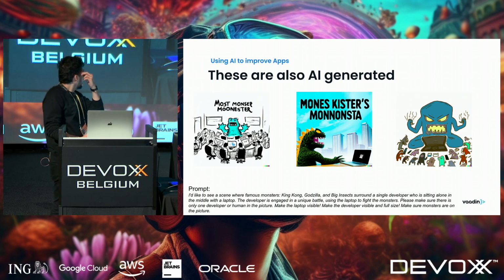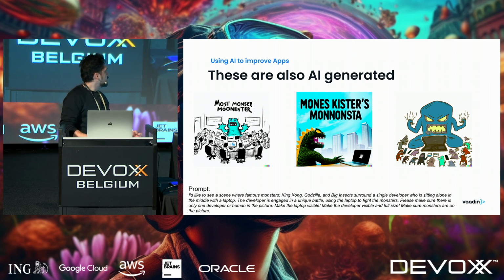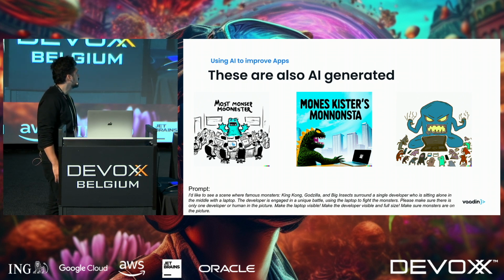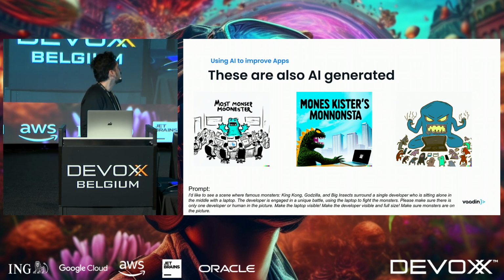The point I would like to make here is that we can have different results with the same prompt. The result of this model that you see now is DALL-E from OpenAI, and the other one is Stable Diffusion. And if you check the results, it's quite different. For my taste, the other one is much better, but this is also quite funny, I guess. So that's why I included it. You see, I have a prompt where I said I would like to have monsters and big insects surrounding a single developer who is sitting in the middle with a laptop, and the developer is engaged in a unique battle. And I got these pictures.